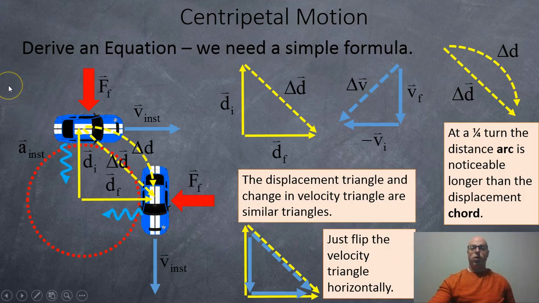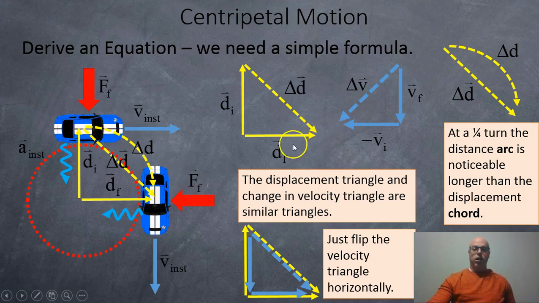So now we're going to derive the equation for centripetal acceleration. As you can see, when you do a quarter turn, the displacement from where you start to where you finish is not as long as the distance of the arc or the quarter circle. So here's our initial position, here's our final position, and here's our displacement, and here's our distance.